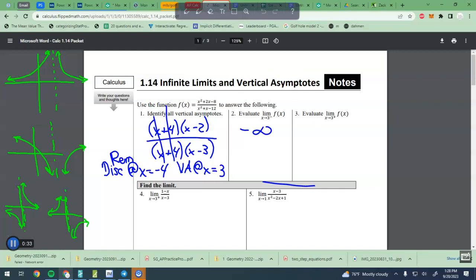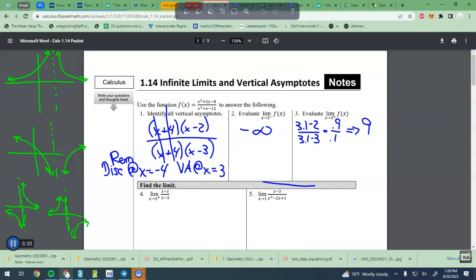The closer you get to 3, your number's just going to get smaller and smaller, more and more negative. So now from the right, let's just do 3.1. 3.1 minus 2 over 3.1 minus 3. Well, that's 0.9 over 0.1, which gives me 9. I'm not done. I can get a lot closer to 3 than that. I'm just trying to show you the pattern of what happens.